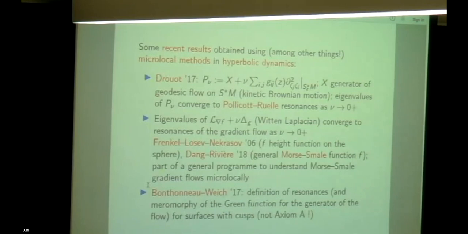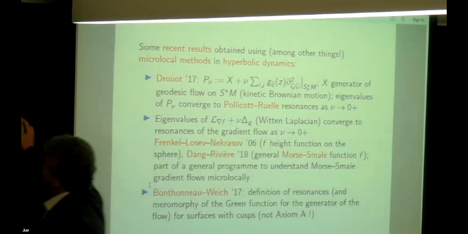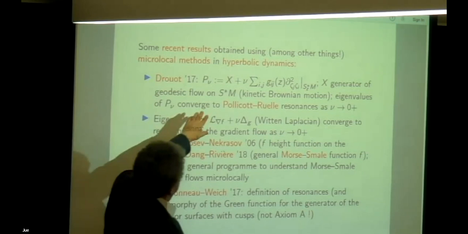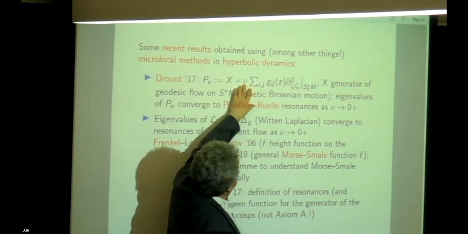So there are lots of things, but I'm probably over time. Not quite yet. So I can tell you more, but maybe you're already tired enough. But I'll give you an example of something to do with the resonances. So if you take the following operator on functions on the surface, you take the generator of the geodesic flow, and you add to it a multiple of what's called a spherical Laplacian.